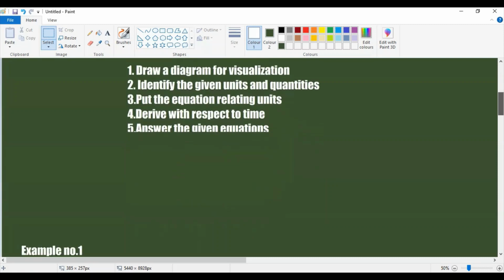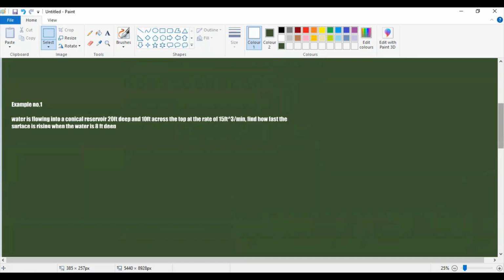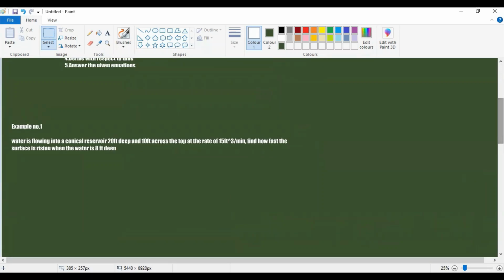So we have an example right here. Let me show the whole question. So we have example number one. Water is flowing into a conical reservoir 20 feet deep and 10 feet across the top at the rate of 15 cubic feet per minute. And we will find how fast the surface is rising when the water is 8 feet deep.